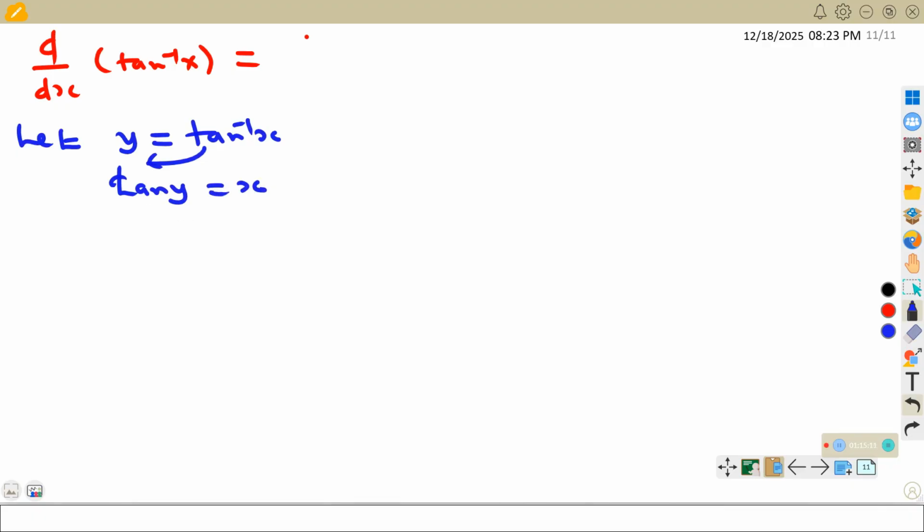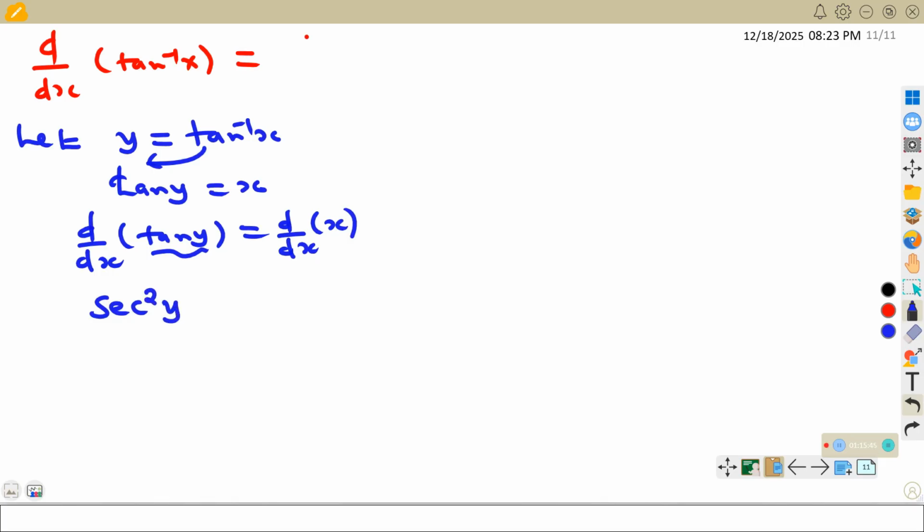Then from this given point, differentiate with respect to x on both sides. Someone should tell us, what do you get when you differentiate tan of y? When you differentiate tan, you get sec squared y.